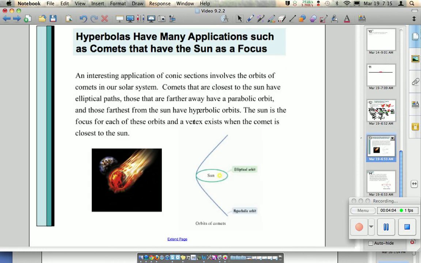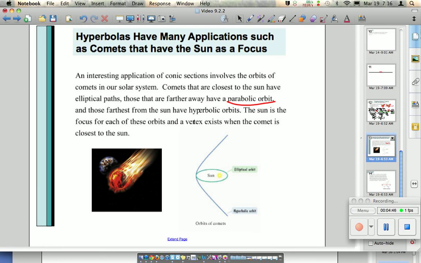What's really cool about hyperbolas is they have many applications, and this is a neat one. When comets are close to the sun, they have elliptical paths, and the sun is typically the focus. When they are farther away, they have a parabolic orbit, which is interesting. And those farthest from the sun have hyperbolic orbits. The sun is the focus for each of these orbits, and a vertex exists when the comet is closest to the sun. So these are some interesting elliptical, parabolic, and hyperbolic orbits as the comets travel near the sun and shoot off into space.